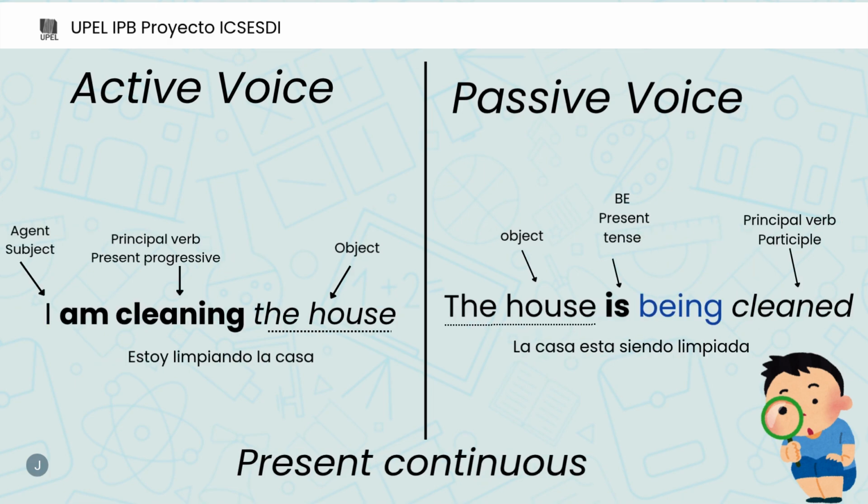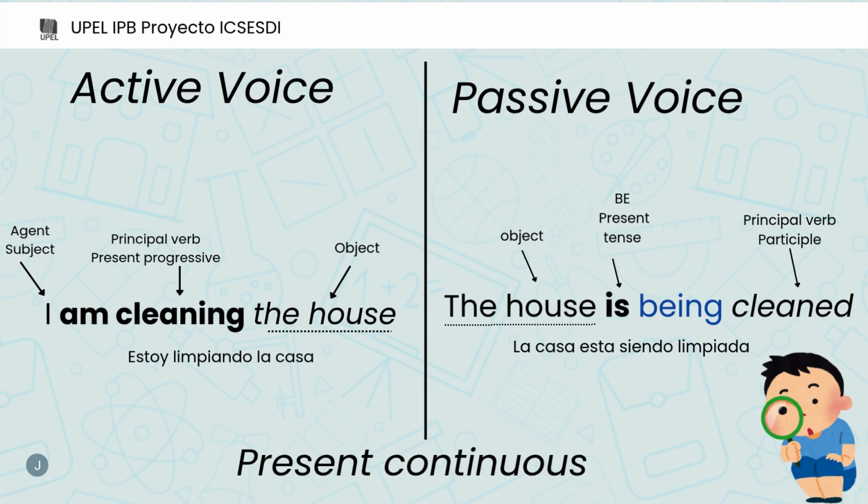Example number three. I am cleaning the house. I'm using present continuous or present progressive. So I am cleaning the house. Let's see the passive voice way. The house is the object of the sentence. What am I cleaning? The house. So the house is in the first place.